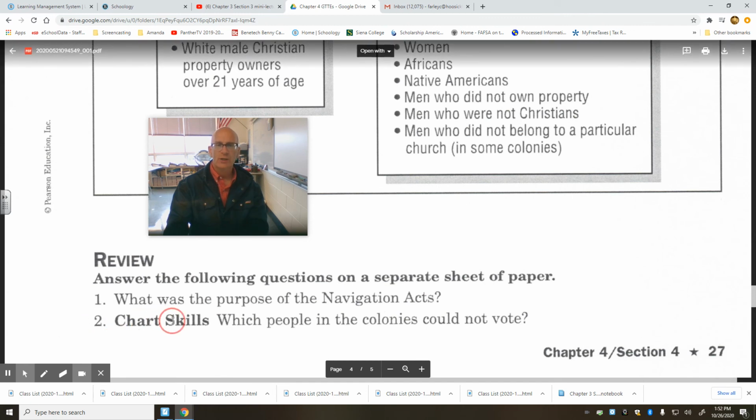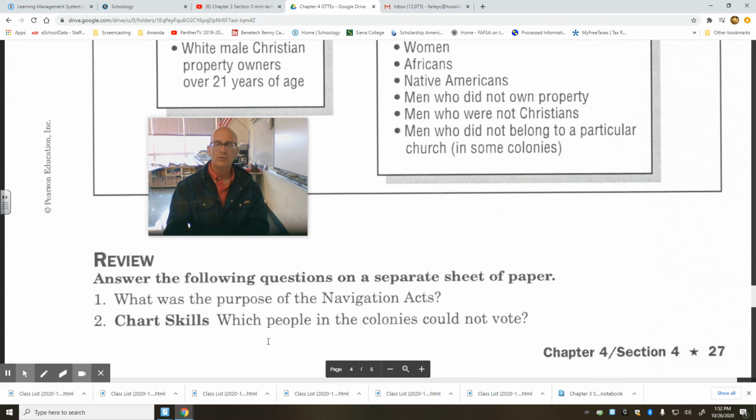And number 2, at the bottom of the reading, the chart skills. So again, you're going to refer to the chart up here. Which people in the colonies could not vote?